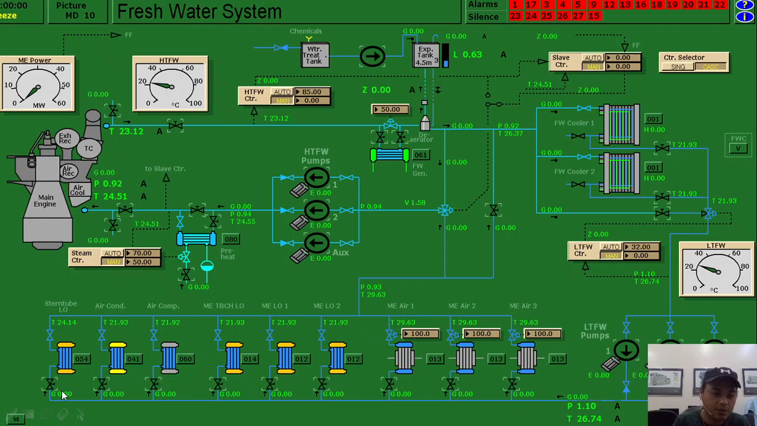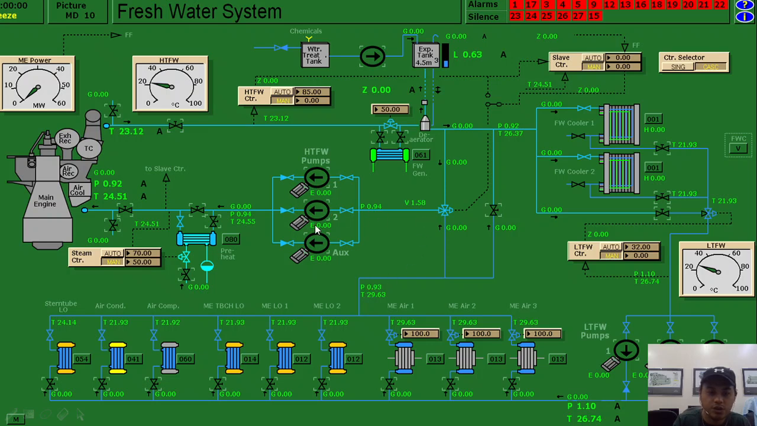Next we have the stern tube cooler, air conditioning cooler, air compressor coolers, main engine turbocharger lube oil cooler, main engine lube oil cooler, and the main engine charge air cooler. We have three charge air coolers for our main engine, cooled by the low temperature freshwater here. Since we have three turbochargers, we should also have three charge air coolers.